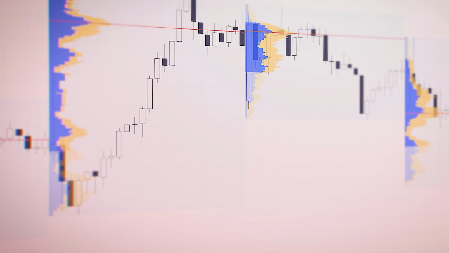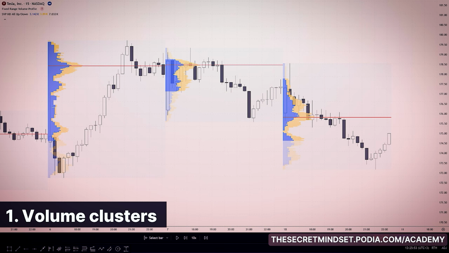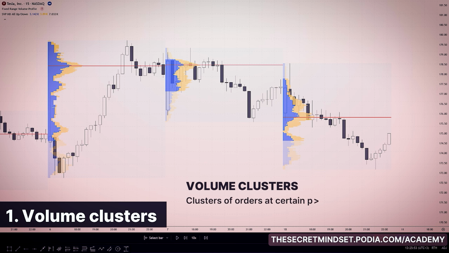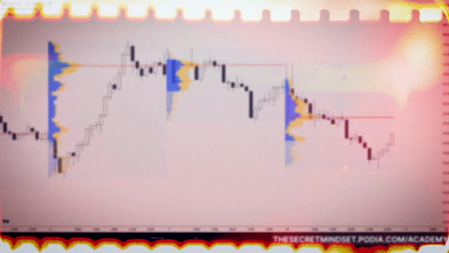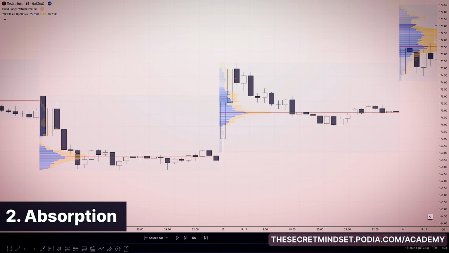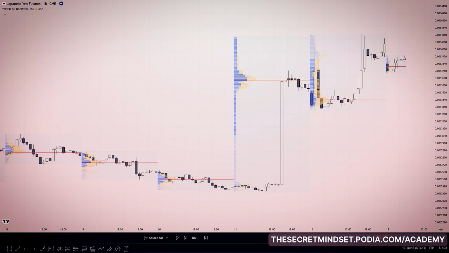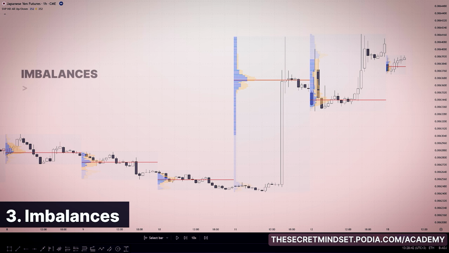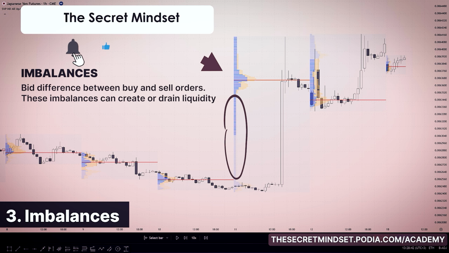In order flow analysis, you need to get familiar with several concepts. First one, volume clusters. Order flow analysis often looks for clusters of orders at certain prices. These clusters are actually liquidity pools. Next concept is absorption. When a price level absorbs a lot of orders without moving much, it's often a sign of high liquidity. Here's a familiar concept: imbalances. Order flow tools might show imbalances between buy and sell orders. These imbalances can create or drain liquidity.